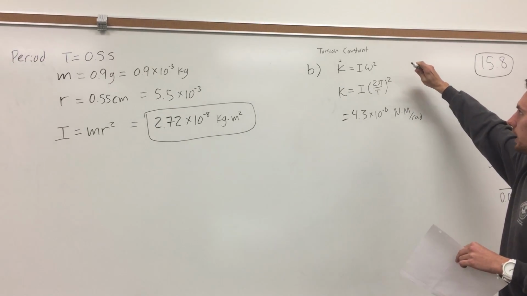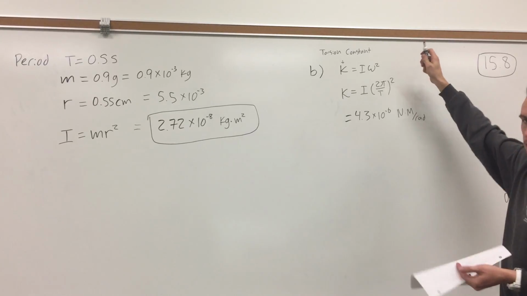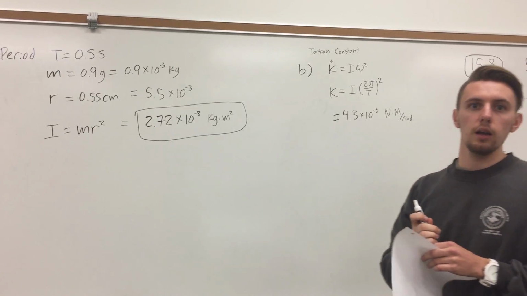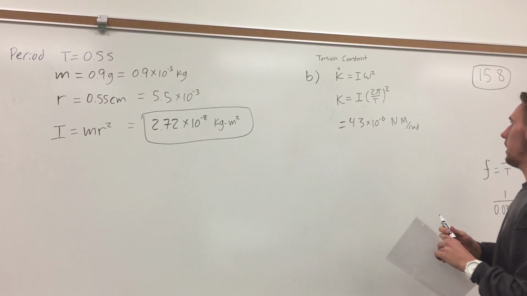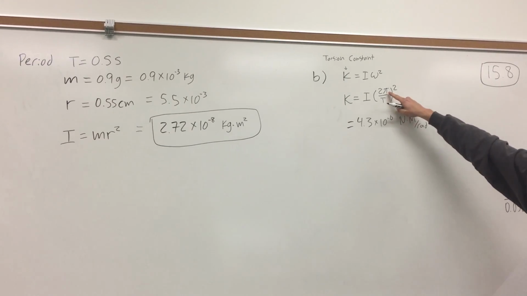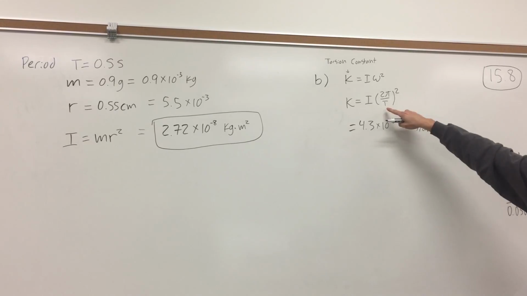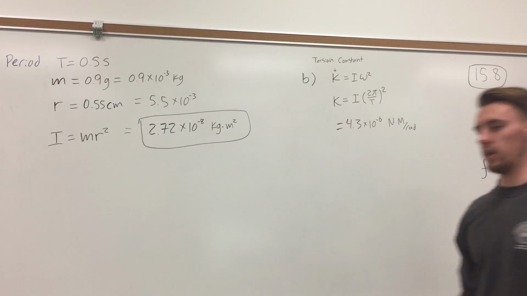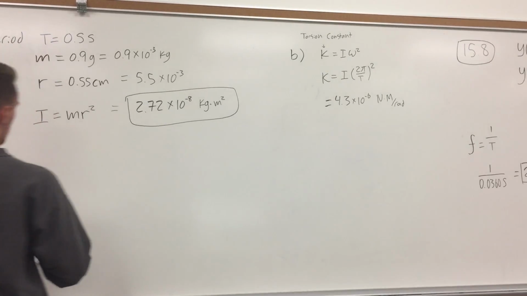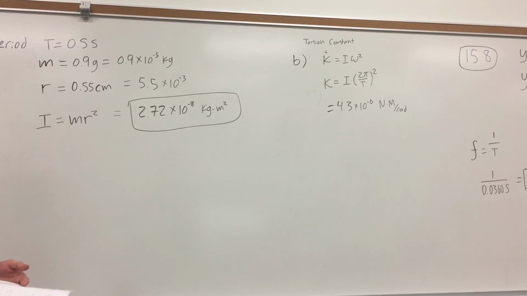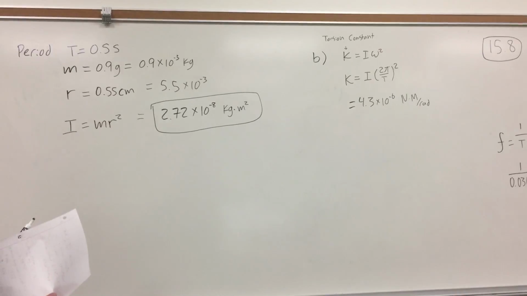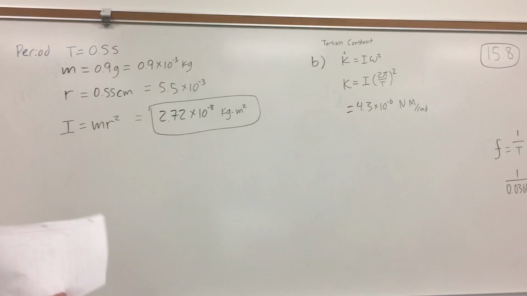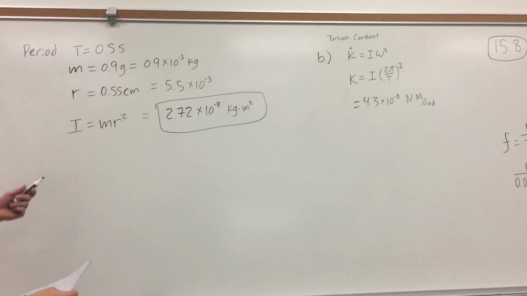Angular acceleration relates to our period with this equation, 2 pi over our period. And that's a relationship between the angular acceleration being in radians and needing to figure that in revolutions.